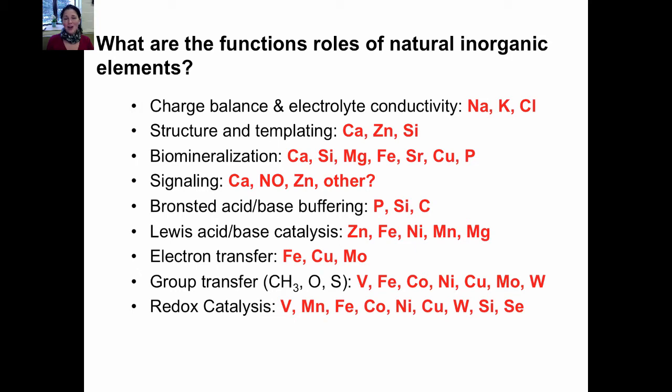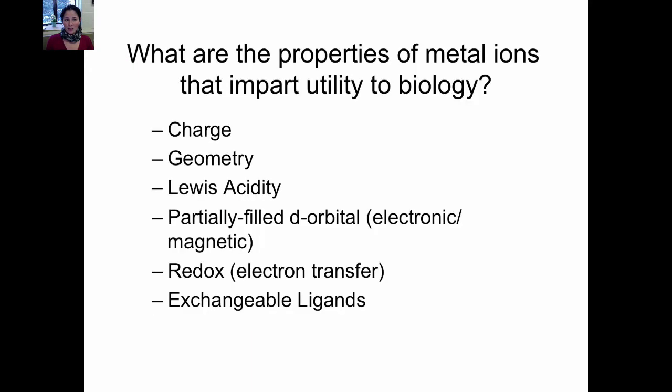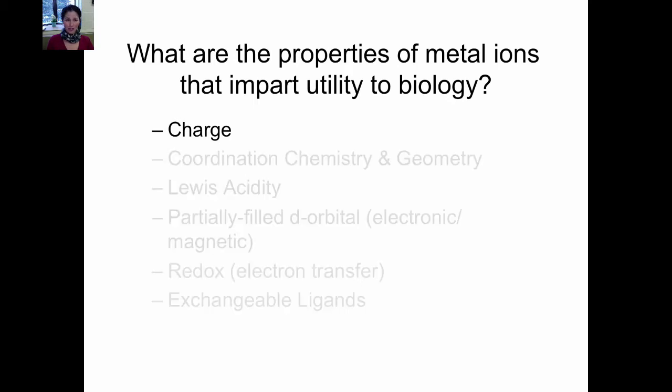And the metals that are in these roles are specifically chosen for their properties. So here are the properties of metal ions that are useful for biological systems. I'm just going to start at the top of this list and go over a few examples and give you some details about how the metal ions work to serve the role that they are in.